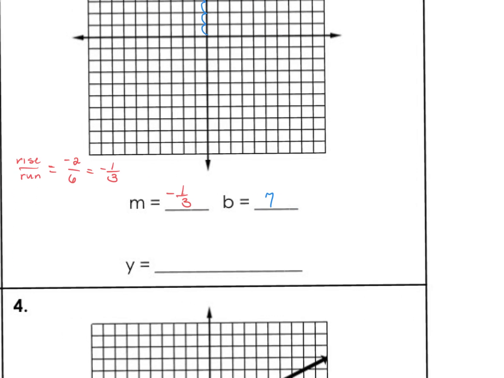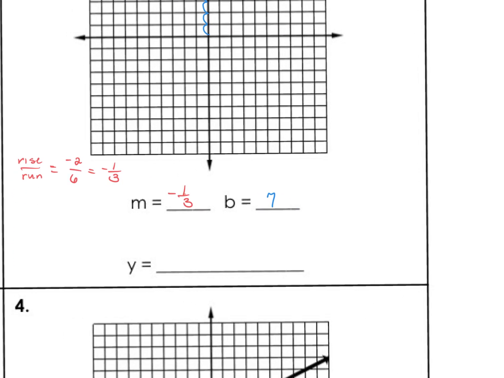And again, our equation is y equals mx plus b. So we're going to replace the m with -1/3, plus, and then our intercept is 7. So y equals -1/3 x plus 7, and that is the equation of the line.